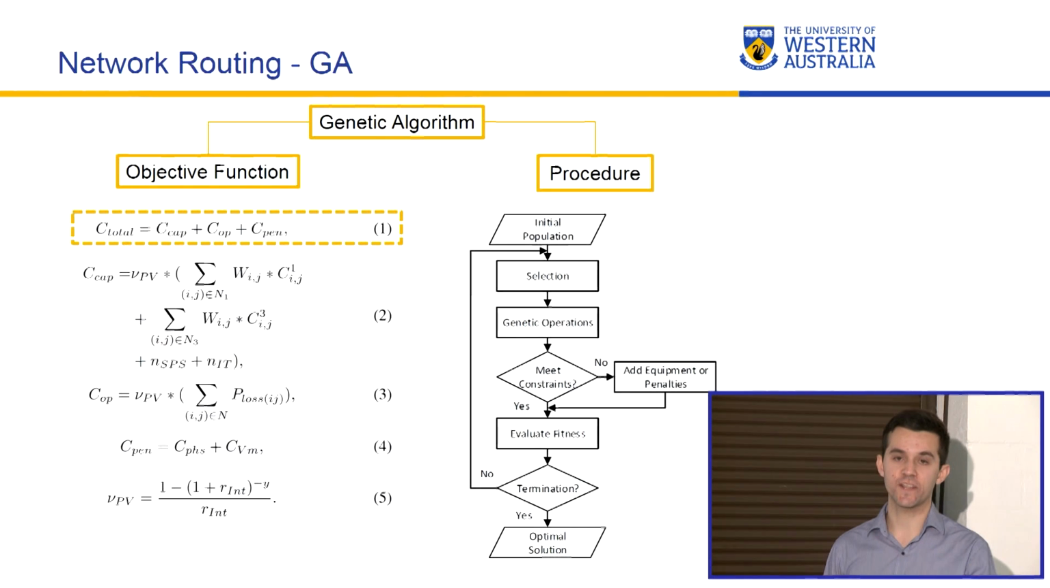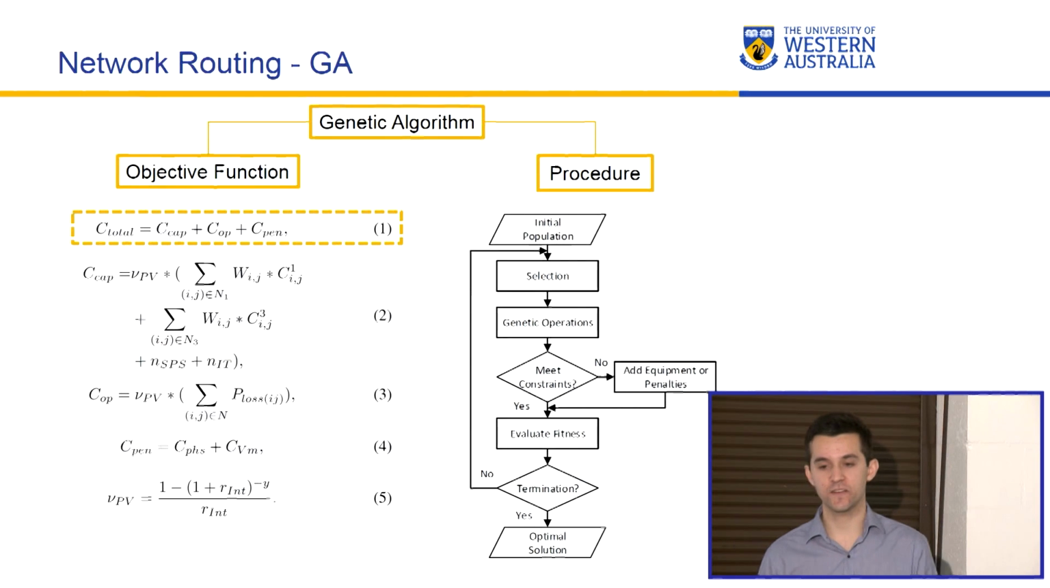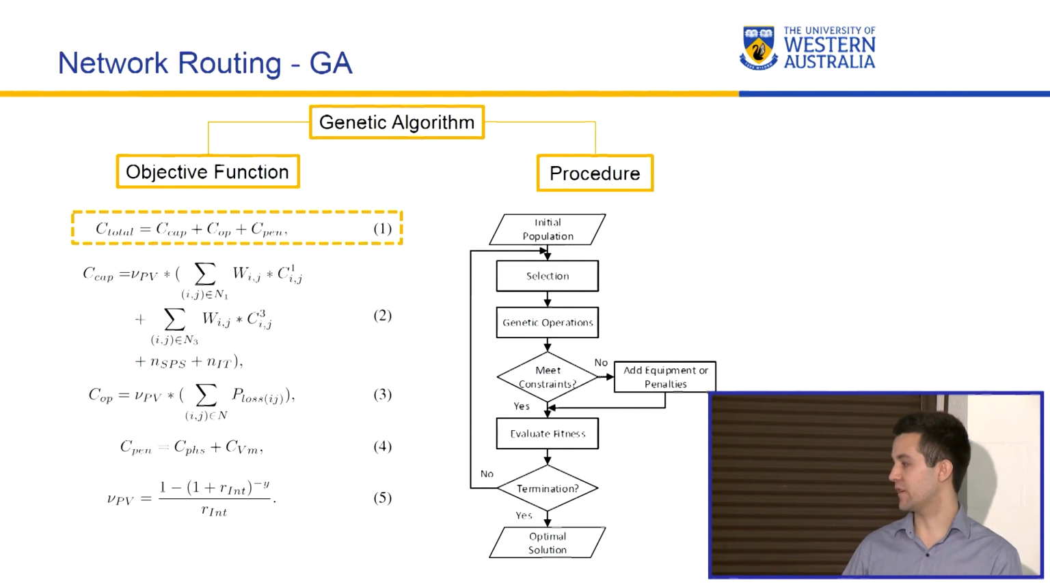We perform some genetic operations to alter the networks. We check if constraints are met. If they are met, we can evaluate the solutions. If they aren't met, we would need to add certain equipment and penalties to the system. We then evaluate our solutions' fitnesses against a termination condition. And if we meet the termination condition, we stop and we get our final solution. Otherwise, the process repeats.